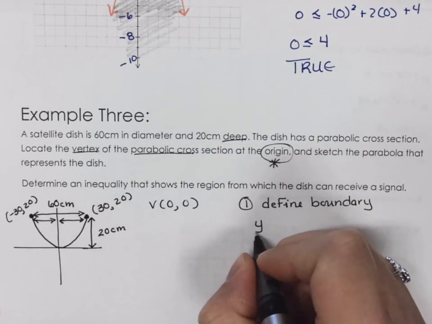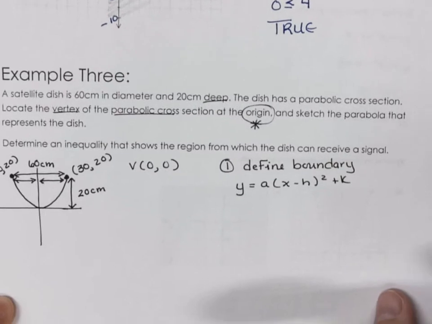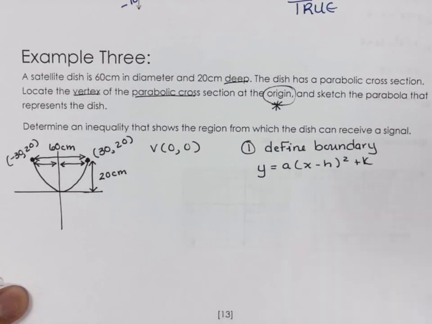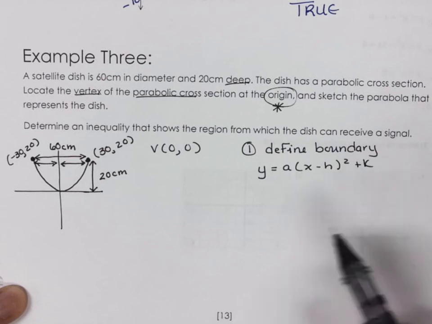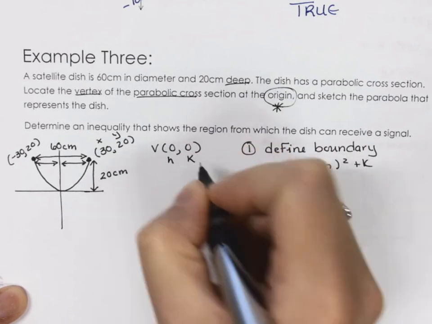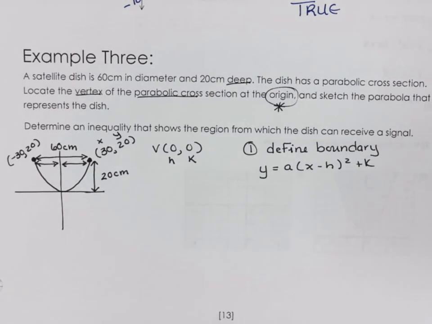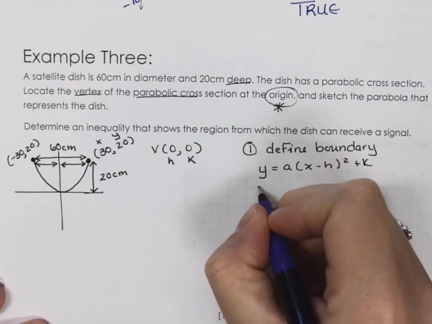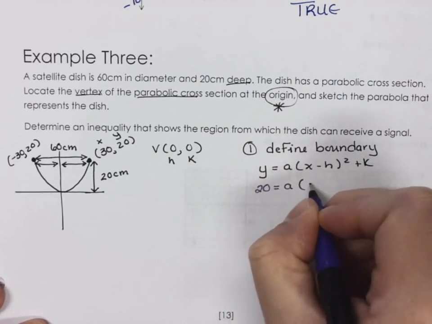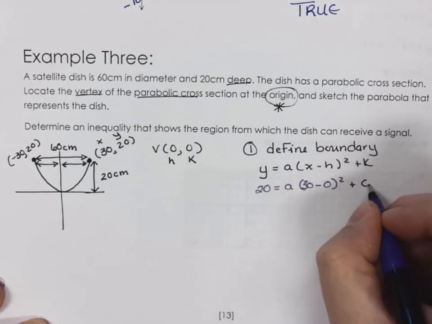So y equals a bracket x minus h squared plus k. We know some information. We know an x and y value, and we know the h and k value. This is coming way back from chapter 3, so if you don't remember this, fair. We're going to fill in what we know. So we have 20 equals a bracket 30 minus 0 squared plus 0.